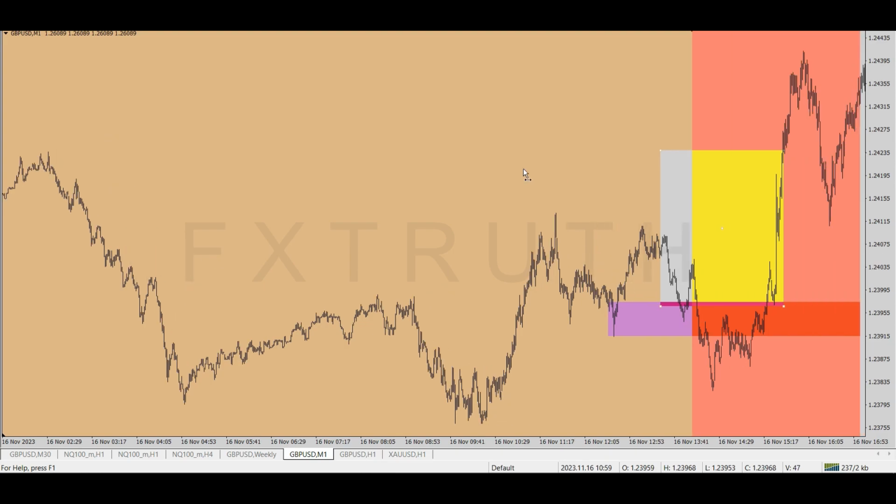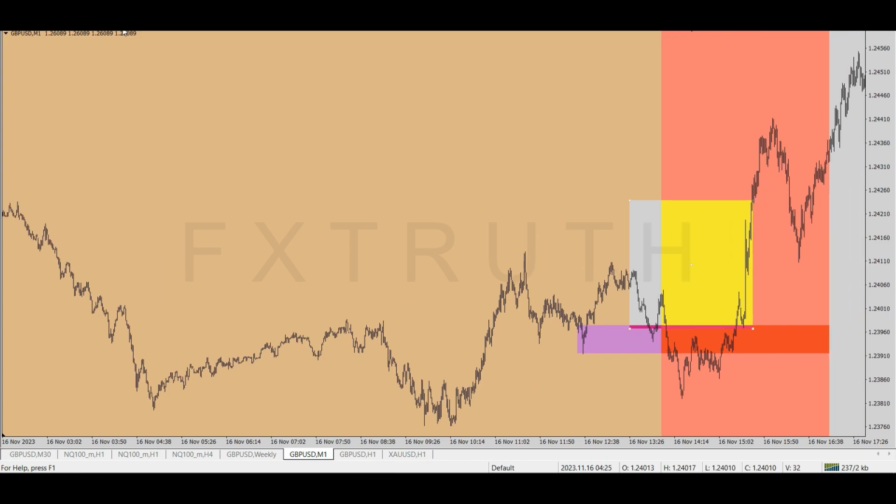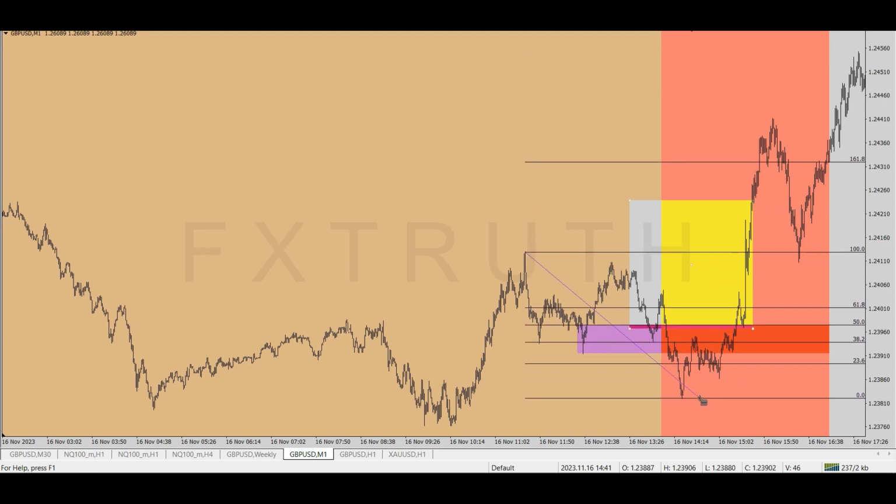So for me, this will not be a very good risk to reward. So what I'll do is take from this high that started the retracement all the way to the low, and I'll be looking at the 161.8 extension level. So if I take out here 147, that's my risk, my stop loss. I'm looking to exit around this area, 354. So that's already a 1 to 2 risk to reward.